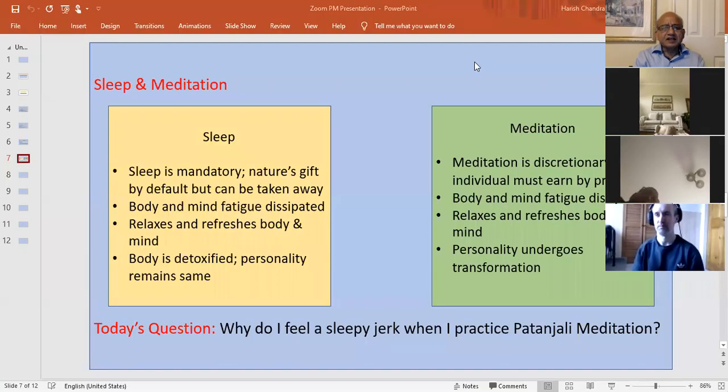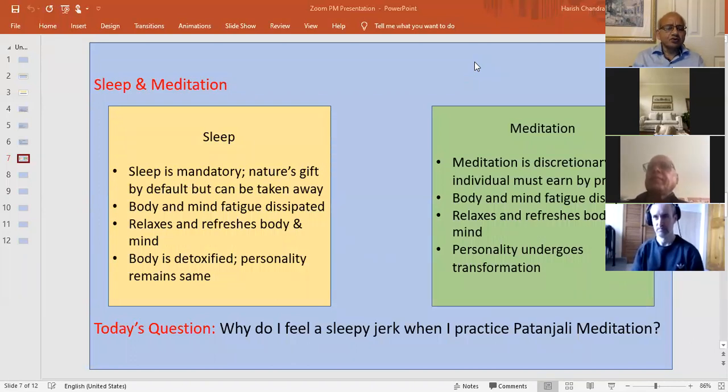So naturally, anybody would expect a lot of similarity as well as difference between sleep and meditation. Let's look at some of them. Sleep is very natural. It is mandatory. Late in the evening, we have to go to sleep, and it is not a good idea not to go to sleep. So when you naturally feel sleepy, you should go to sleep.